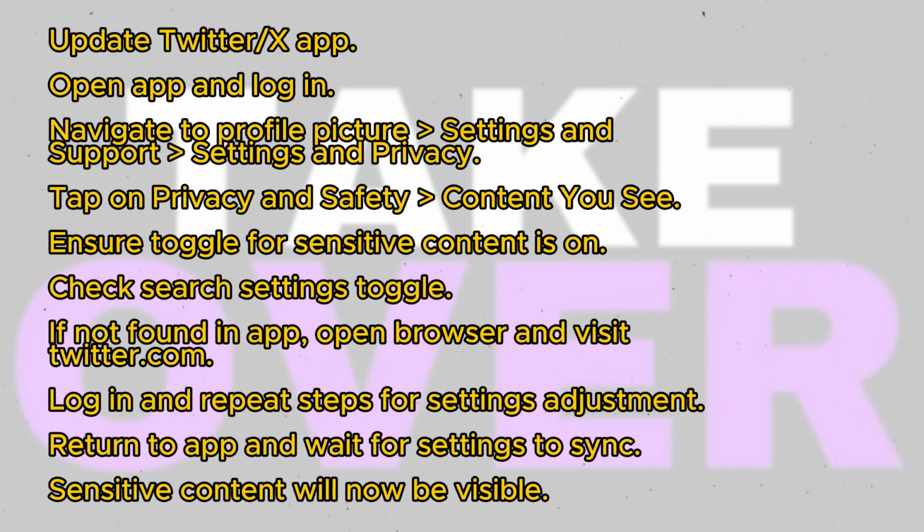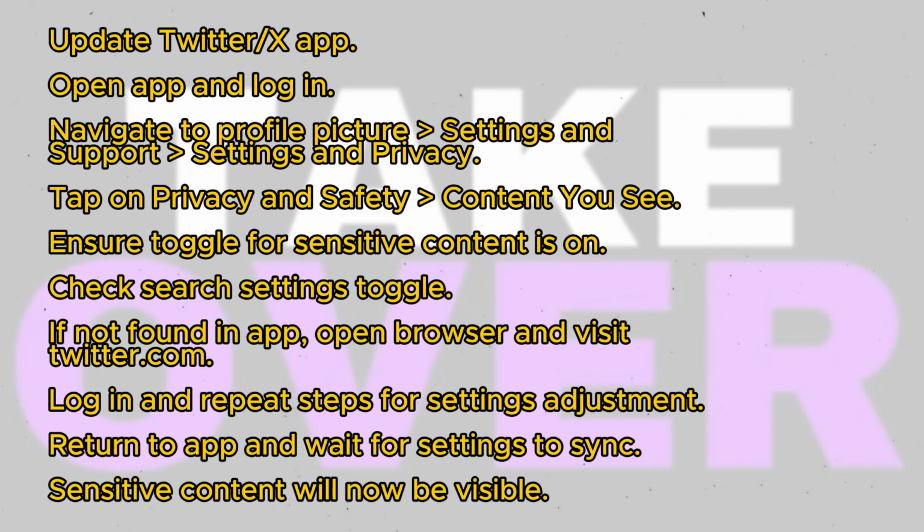Within Settings and Privacy, tap on Privacy and Safety, and then Content you see. Ensure the toggle next to Display Media that contains sensitive content is switched on. Additionally, navigate to Search Settings and ensure the corresponding toggle is off. If you can't locate these options in the app, switch to your browser.